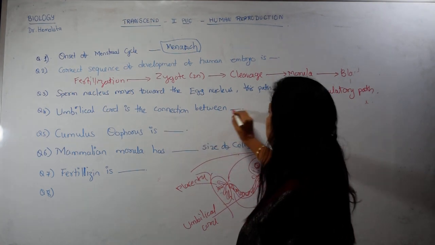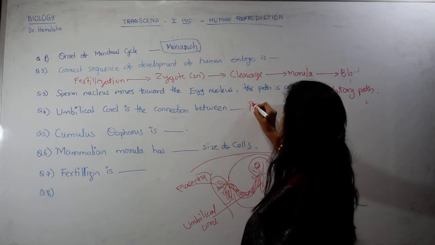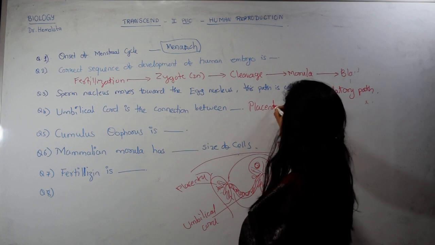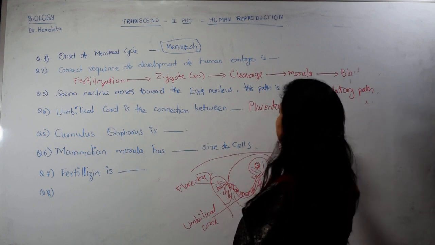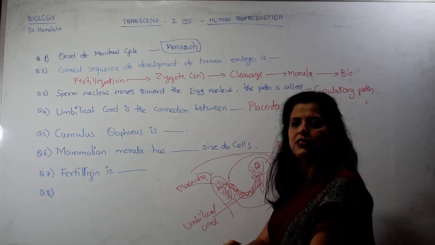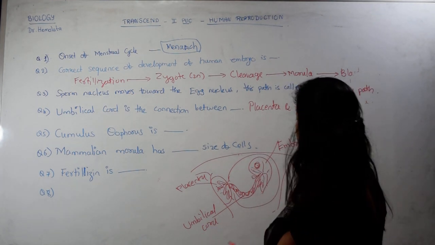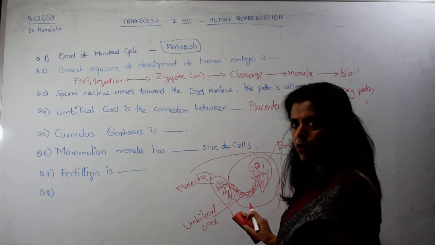The umbilical cord is a connection between the placenta and the embryo. So that's the answer, right? You can see all the four options, but I am giving you the right answer directly. Okay? So you remember this all the time.